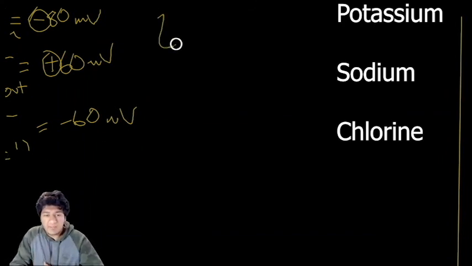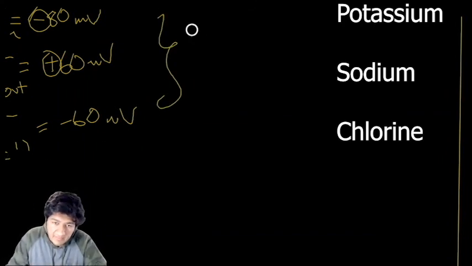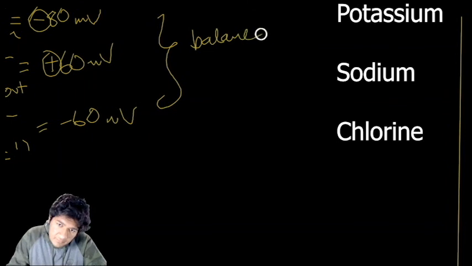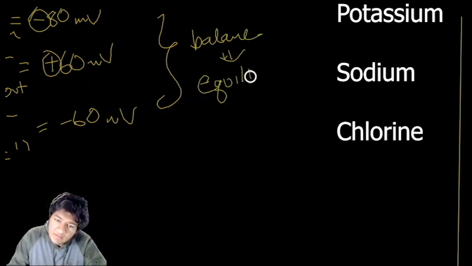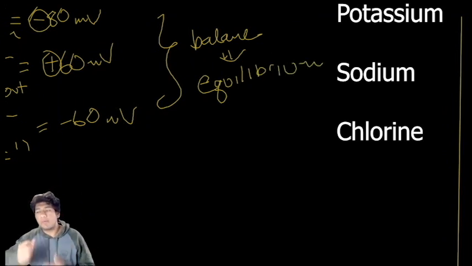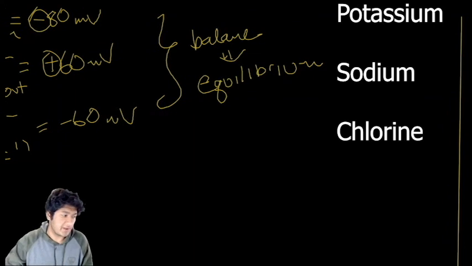But all of this is happening when there's a balance or equilibrium. This is a steady state equilibrium, meaning everything is still moving, but overall concentrations are not going to change because the rate at which things are permeating is pretty much equal.